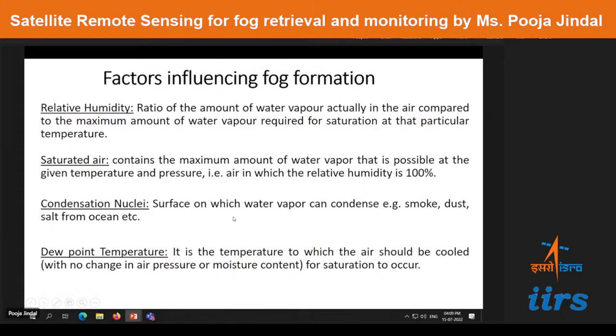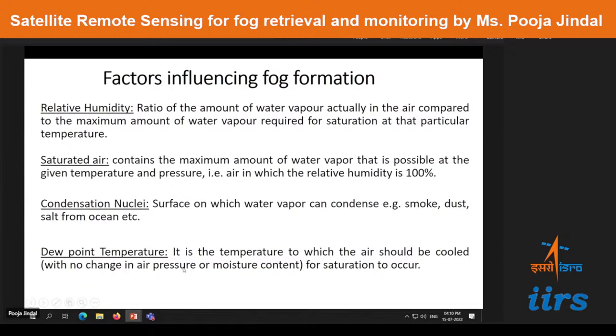Then the third one is the condensation nuclei. These are the nuclei on which the water vapor can condense, right? So if condensation nuclei are present, then even if the relative humidity is not 100%, the condensation may start because these nuclei facilitate the condensation. So if we have smoke and dust present in the atmosphere, the condensation may occur even if the relative humidity is about 80 to 85%. However, if the condensation nuclei are not there, then for condensation we need to have a relative humidity of 100%.